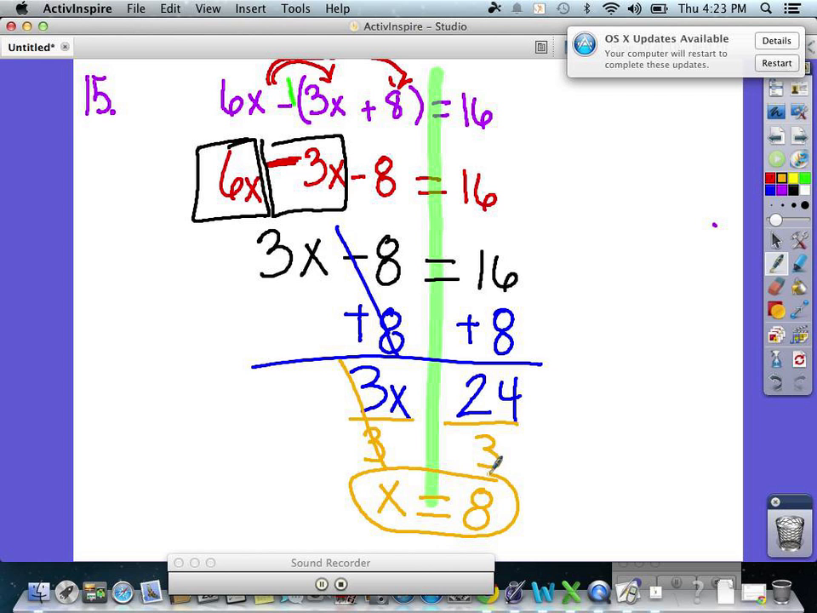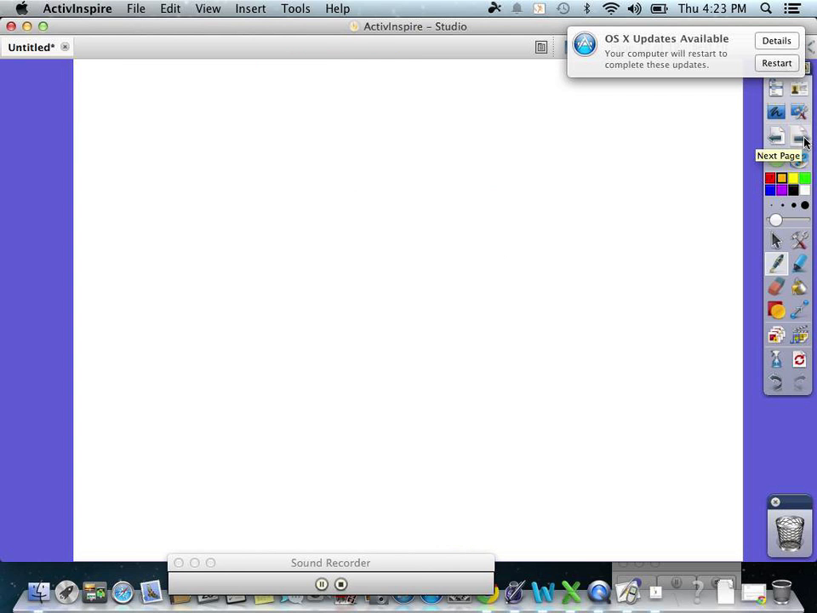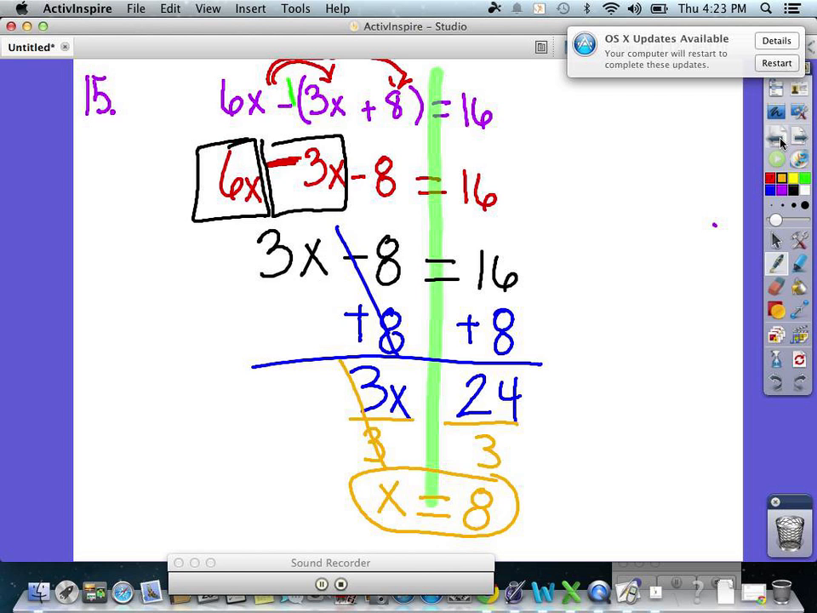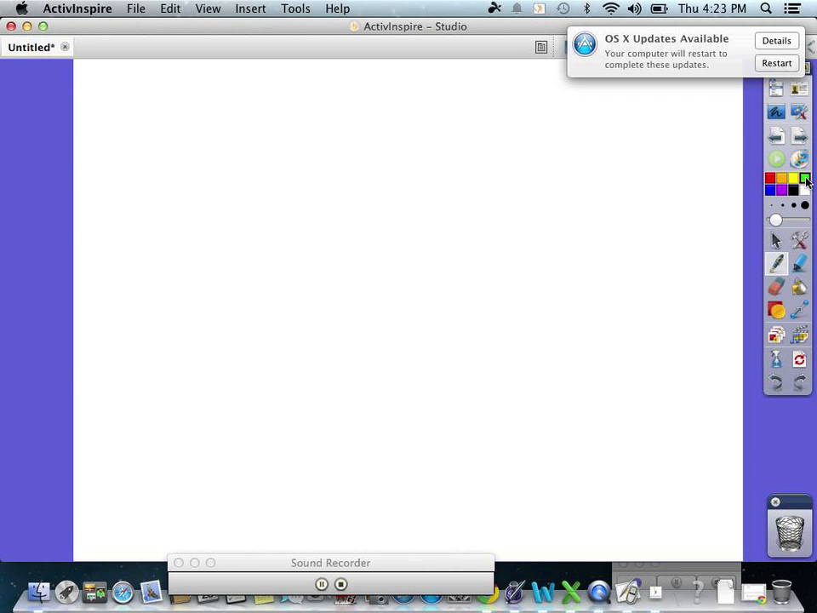So let's see. That was number 15. Now we're going to do number 17, and we're getting down. We don't have that many left. Number 17. And these are just simply solve the problem. We're not looking to see if there's infinitely many solutions or no solutions. We're just simply solving the equation.